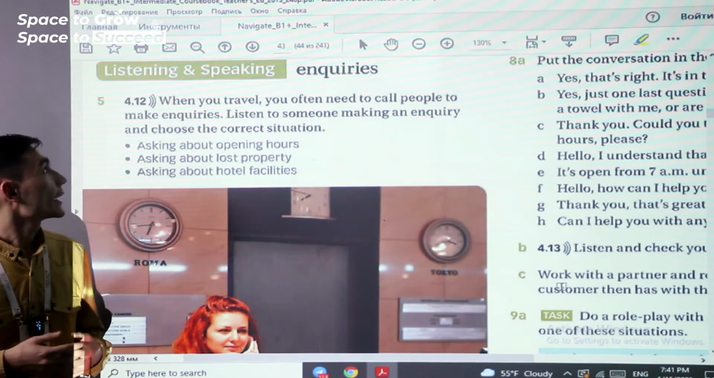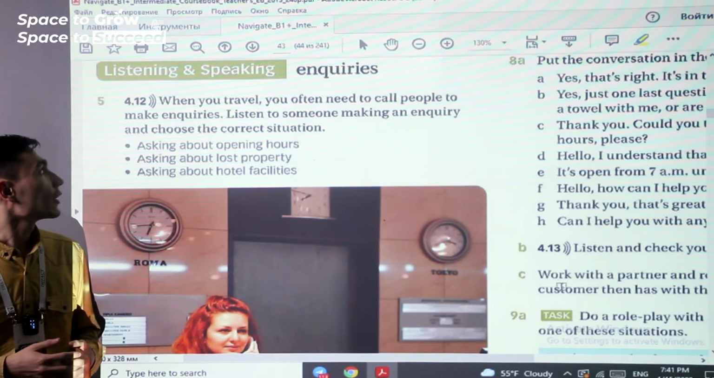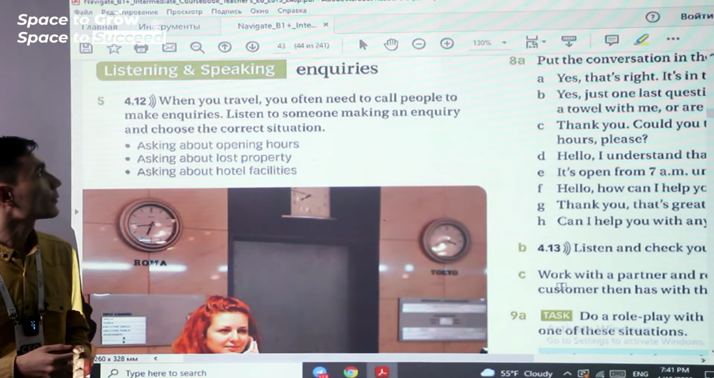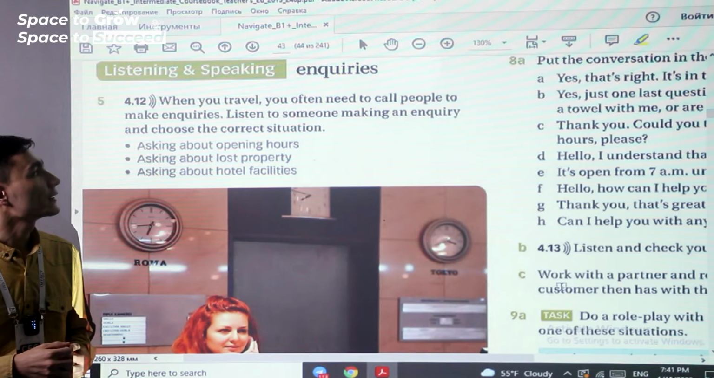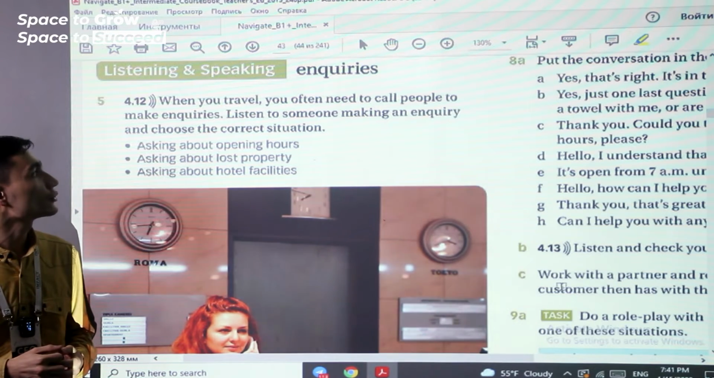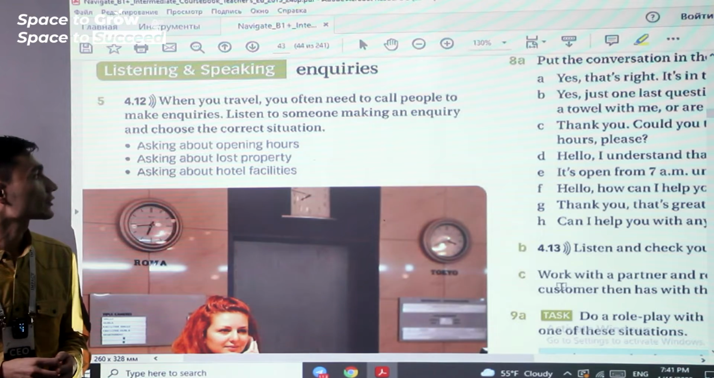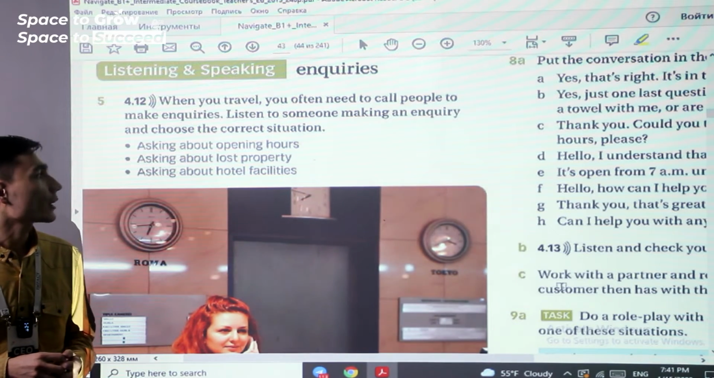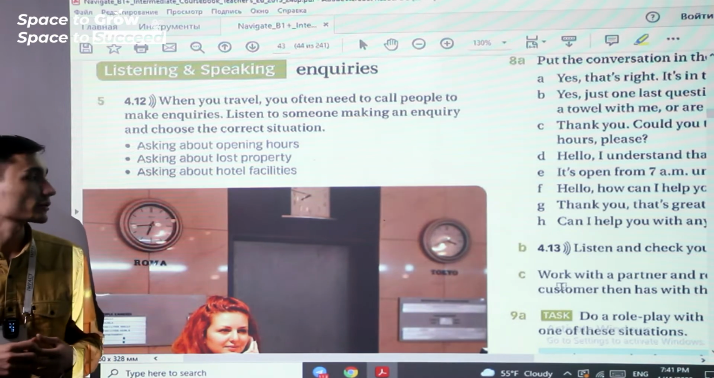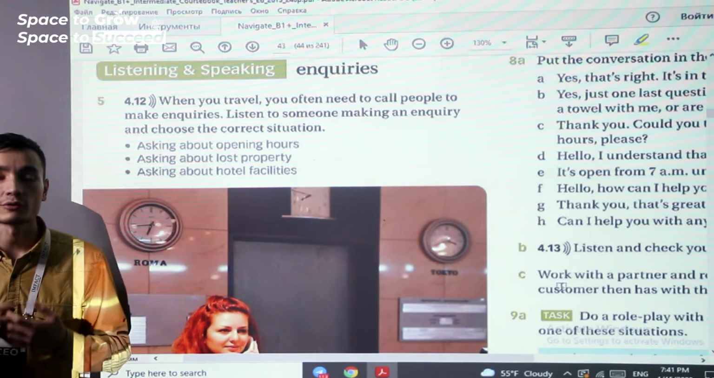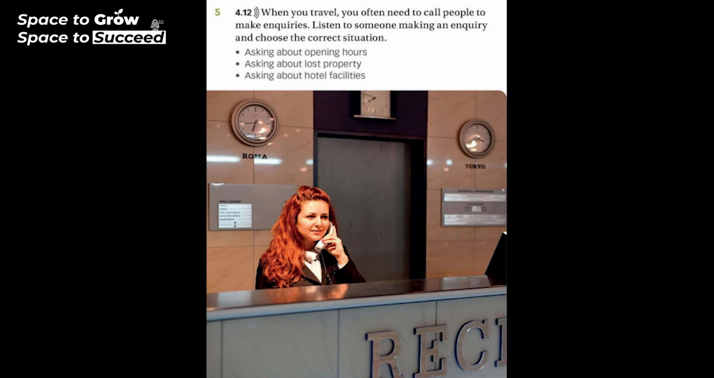Listening and speaking. Inquiries. Exercise 5. When you travel, you often need to call people to make inquiries. Listen to someone making an inquiry and choose the correct situation. And here: asking about opening hours, asking about lost property, asking about hotel facilities. Pause the video and try to do this exercise on your own in a written form. Audio 4.12.